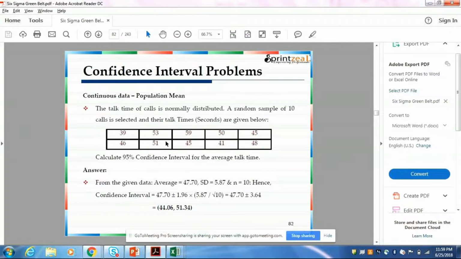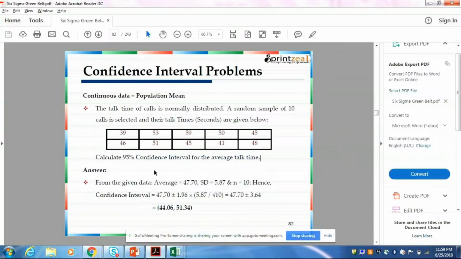This will be much clearer when we look at this particular example. So what we're saying is there's data of talk time, and the data for talk time for the call is normally distributed. And a random sample of 10 calls is selected, and their talk times in seconds are these. So what it is asking us to do is calculate the 95% confidence interval of the average talk time.